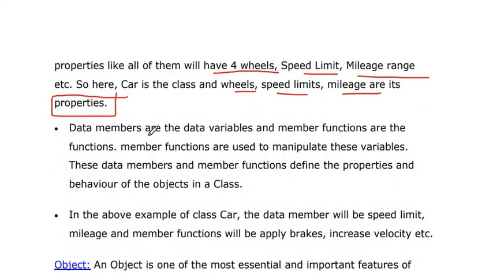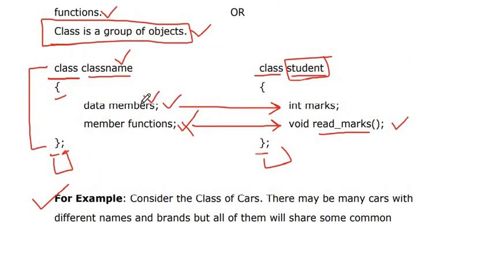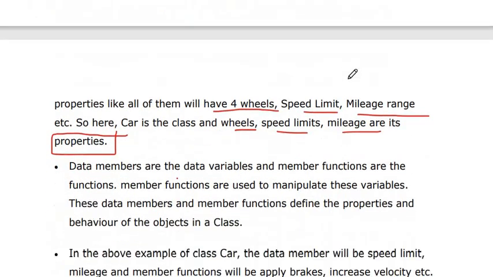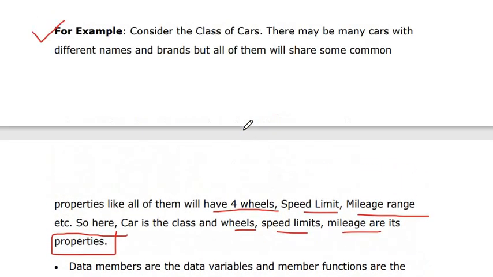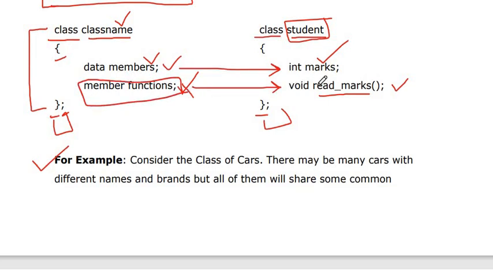Now look here. The data members are the data variables and member functions are the functions. These are the data members. Data members means these are the variables. Here marks is the variable. And member functions are the functions. This is the member function. In the place of the member function, here we have written simply void read underscore marks, which is a function.